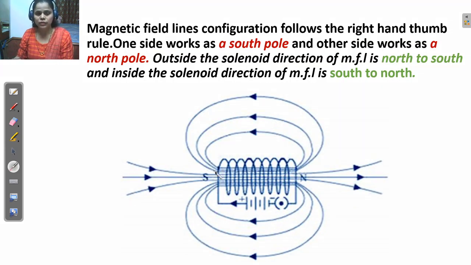So if the current flows through this solenoid, then the magnetic field lines are produced. In the outside of the solenoid, below the solenoid, the direction of the magnetic field lines is north to south, but inside of the solenoid the direction of the field lines is south to north. Just see, I explained this in our earlier lecture.